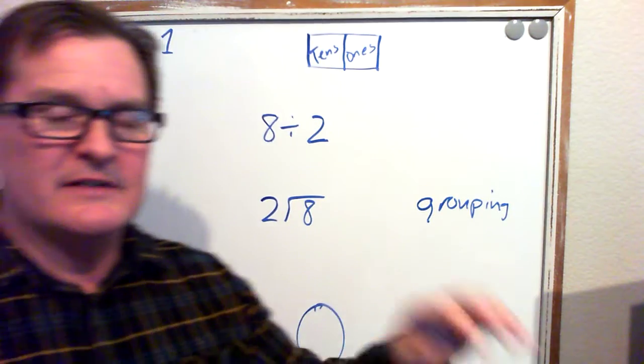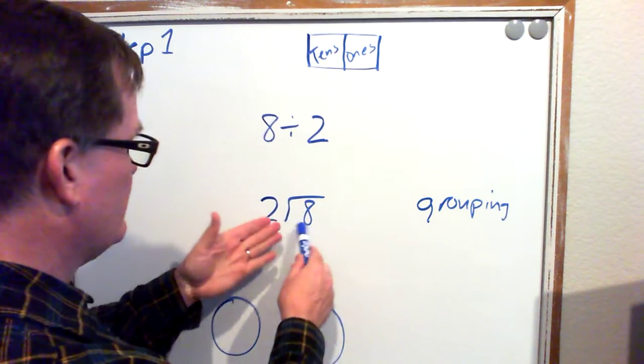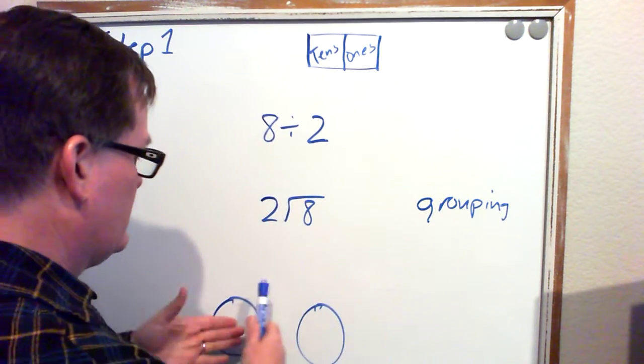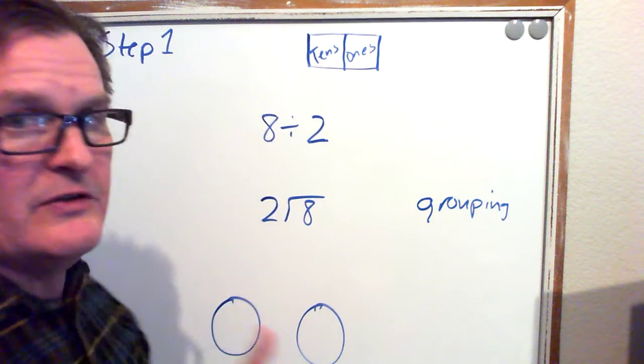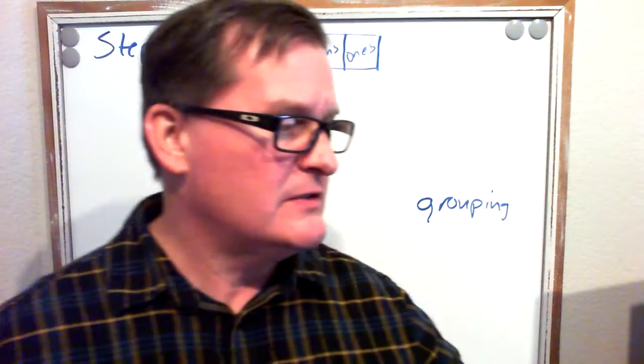When you subtract, things go away. When you divide, nothing goes away. In the end, we're still going to have 8 items. We're just going to have them divided up into 2 separate groups. So let's put this in a real scenario that may make more sense to you.